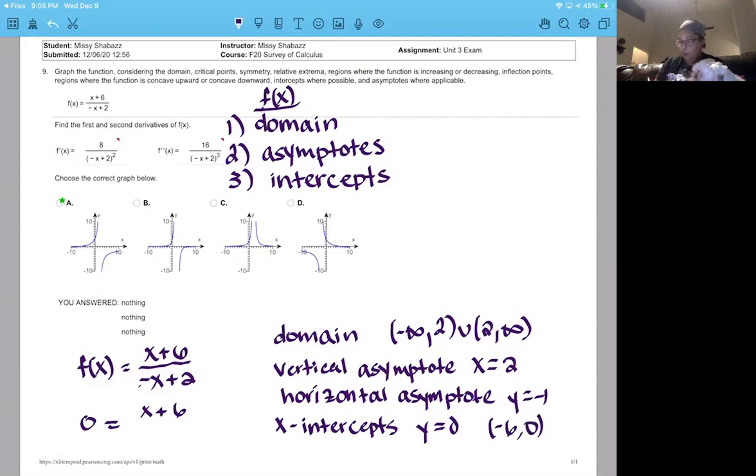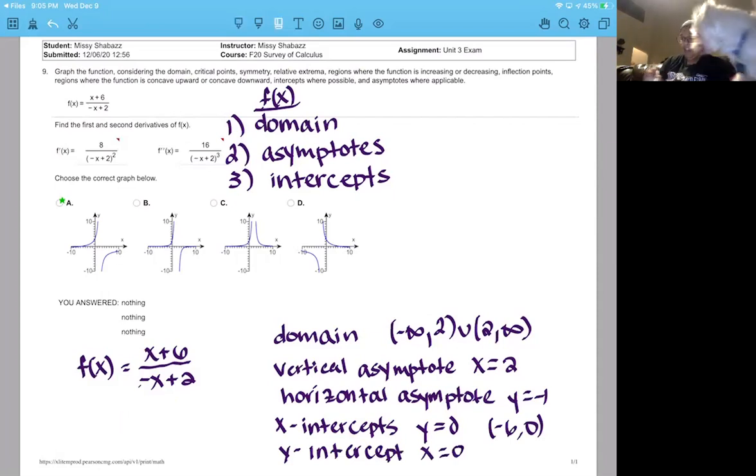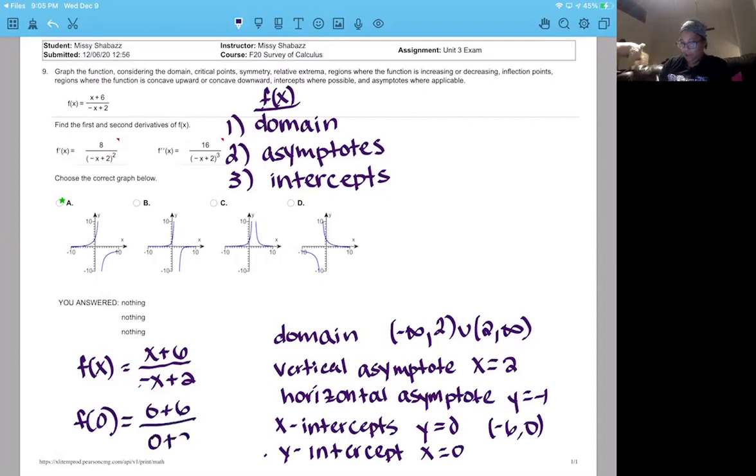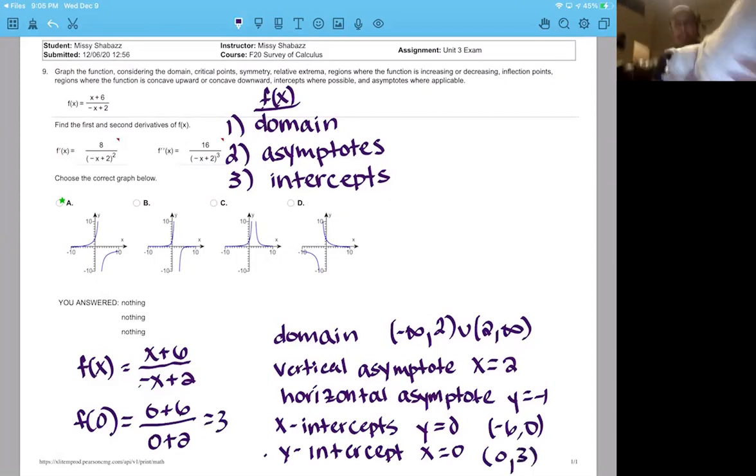If I want to find my y-intercept, then I'm going to let x equal 0. If I plug in x equals 0, I get (0 plus 6) over (0 plus 2), which is 3. So I get 0, 3. All right, so those are my intercepts.